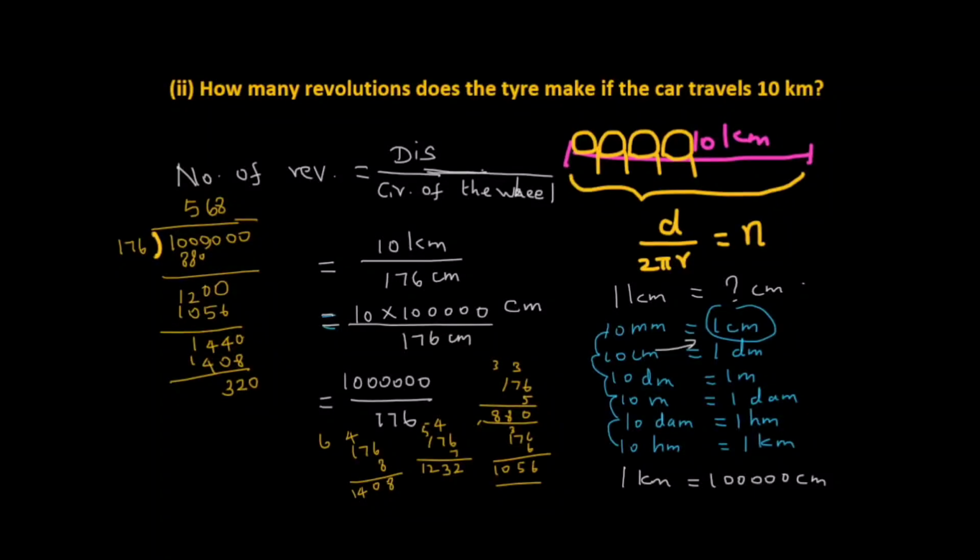So 320, how many times will it divide? What is 176 into 2? 352. We cannot take 2 times because 176 into 2 is 352. Therefore, only 1 time we can take here. So 11.